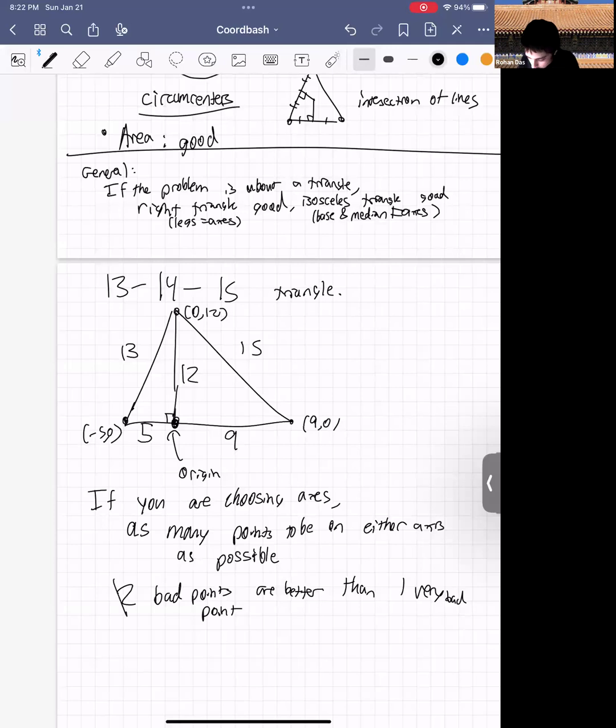In fact, I would say that if you can replace this 2 with any number within how many would usually show up on a competition problem, I would say that any number of bad points is better than one exceptionally bad point.